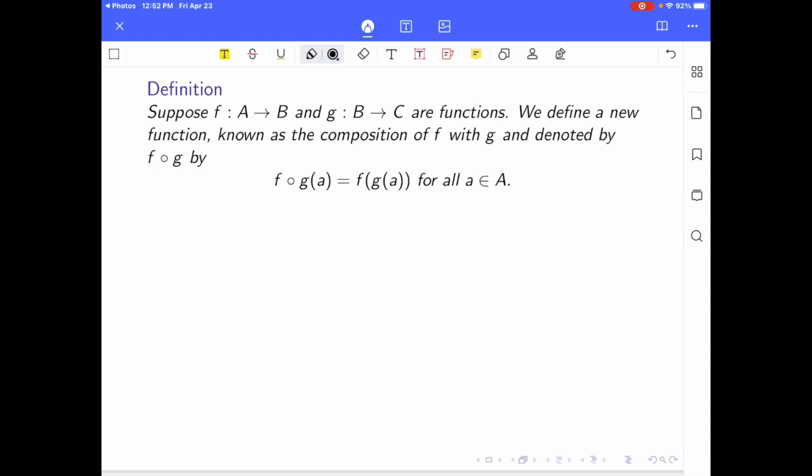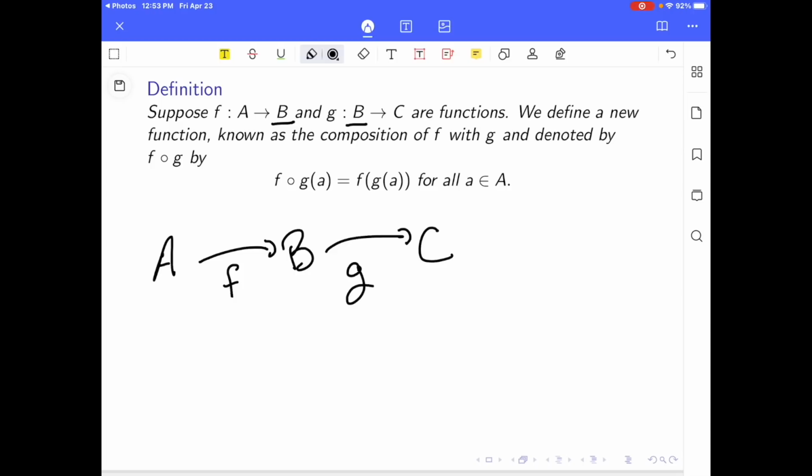We want to suppose that we have two functions f and g, and f goes from A to B. So the domain of f is A and the codomain is B. And then g goes from B to C. So let's notice that the codomain of f is the same thing as the domain of g. And that means that we can apply these two functions one after the other. So if we start with A, then we can apply f and land at B, and then we can apply g and land at C.